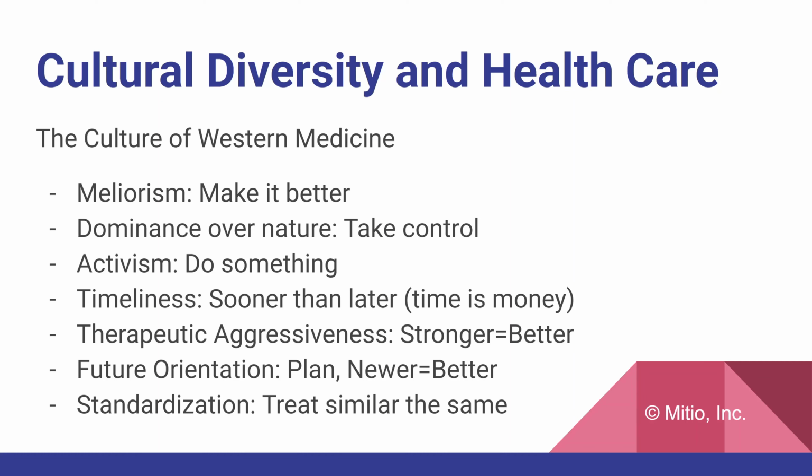Therapeutic aggressiveness, stronger is better. So it comes from that dominance over nature. It's also the idea that a bigger dose will be stronger, therefore will attack the disease in a more effective way. And that's Western medicine. Homeopathic medicine has a different take on that. Future orientation, plan, the whole concept of having a treatment plan, of looking into the future, of addressing something before it becomes a big problem. Also, newer is better.